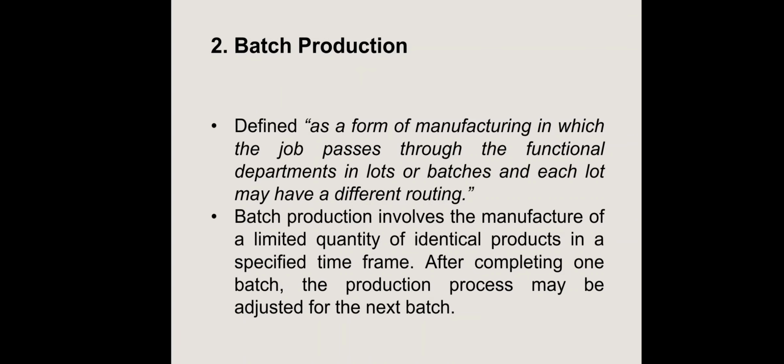2. Batch production. Defined as a form of manufacturing in which the job passes through the functional departments in lots or batches, and each lot may have a different routing. Batch production involves the manufacture of a limited quantity of identical products in a specified time frame. After completing one batch, the production process may be adjusted for the next batch.